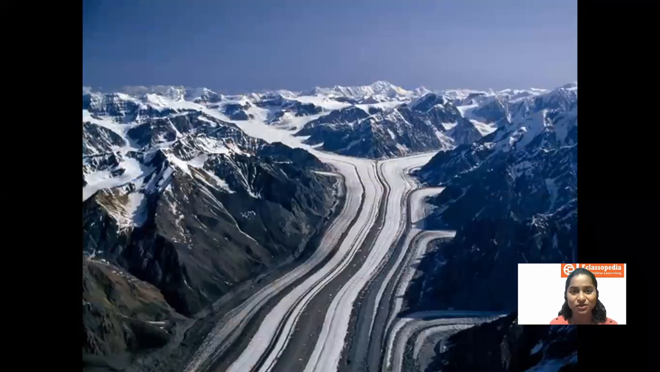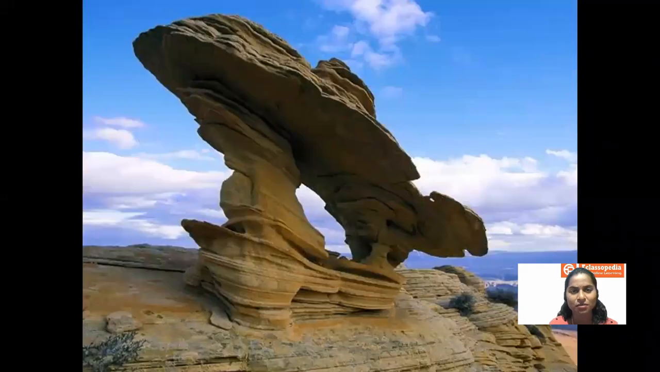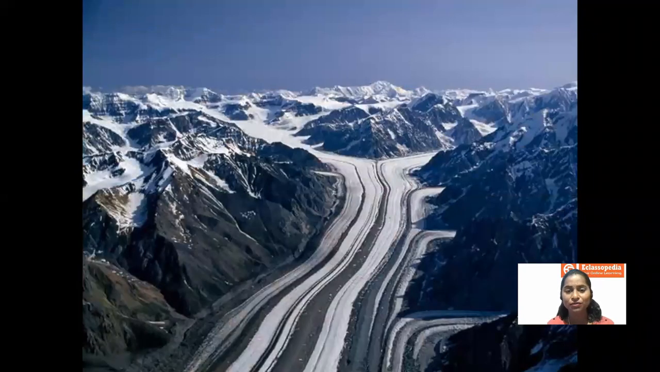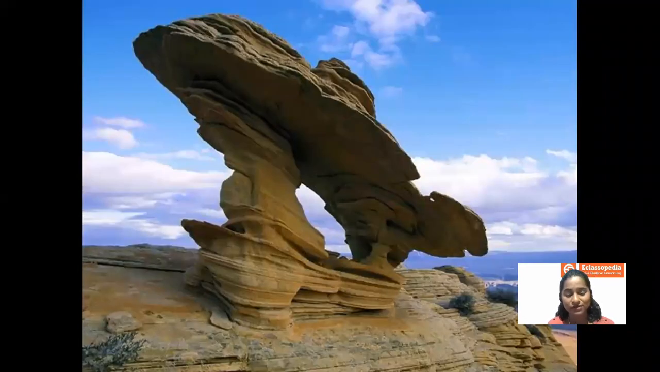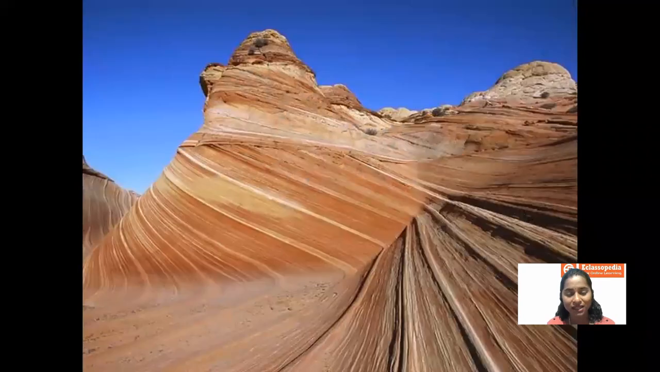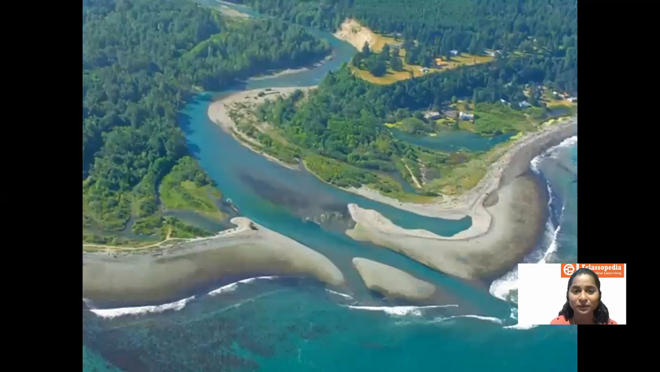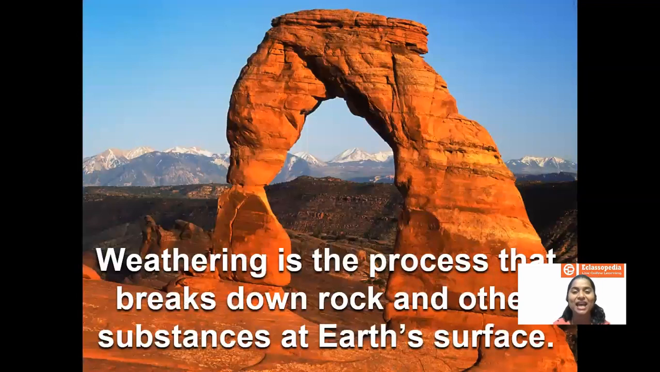They are so beautiful, isn't it? But how were they formed on the earth? How much time does it take to form these landforms on the earth? Why do these changes occur on the earth's surface over time? The reason is weathering.